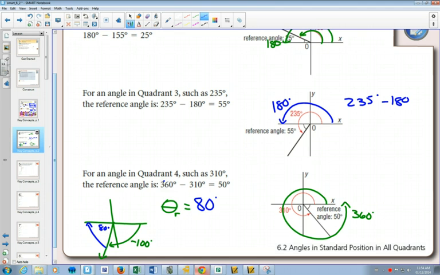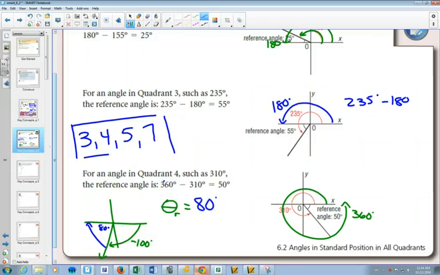Because our reference angles are positive angles between 0 and 90 degrees, always. And they're always to the nearest x-axis. So for these questions that were reference angle questions and introducing the cast rule, you can do questions 3, 4, 5, and 7. And I'll give you some time to work on those right now.